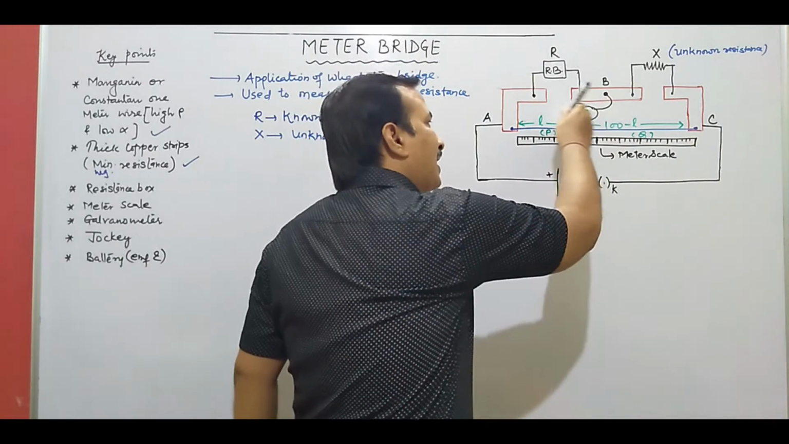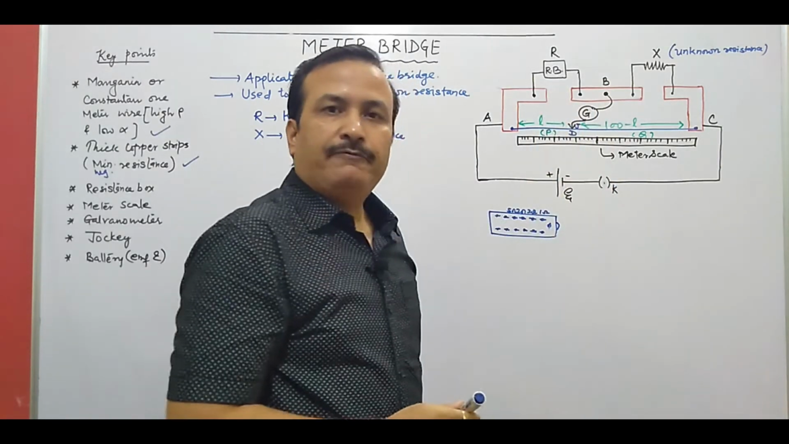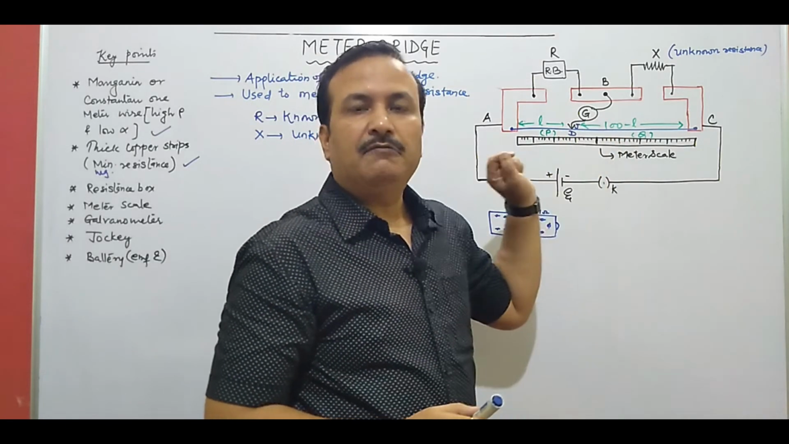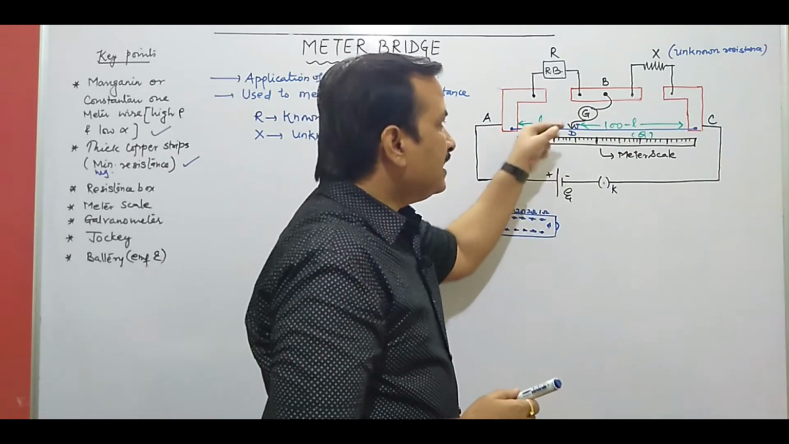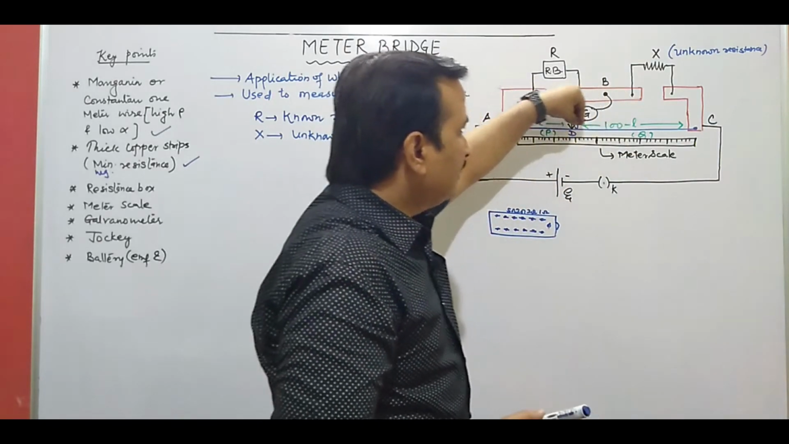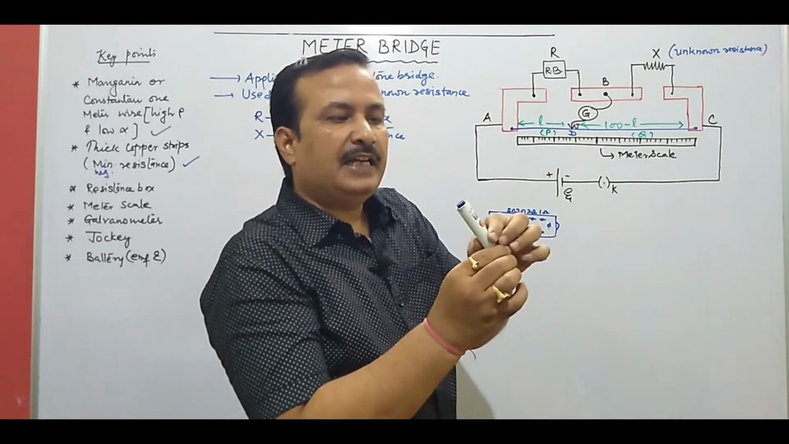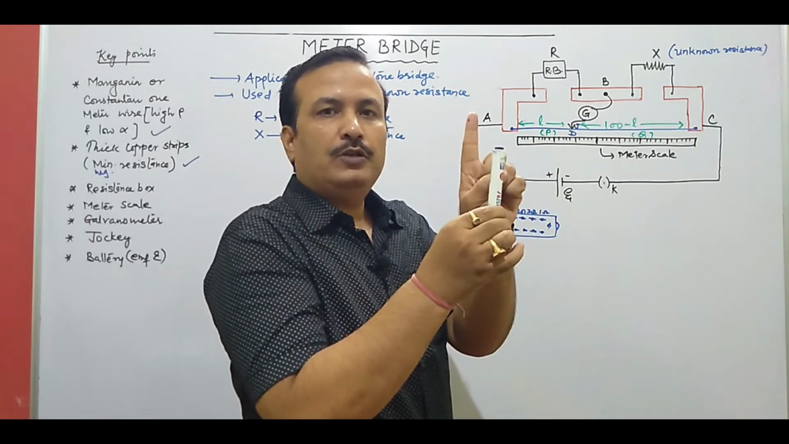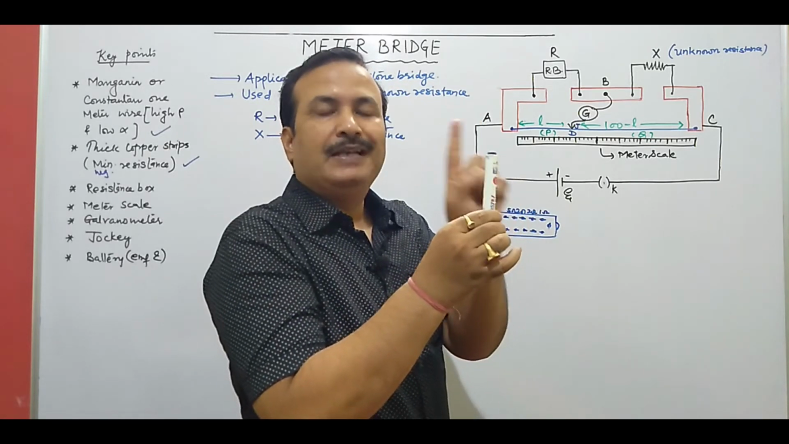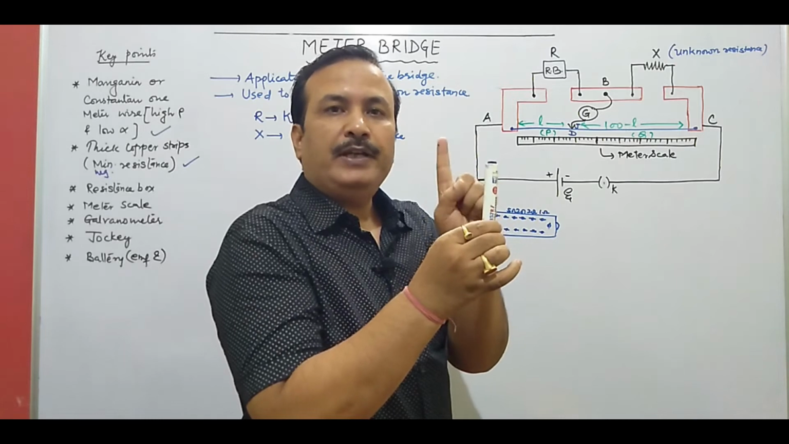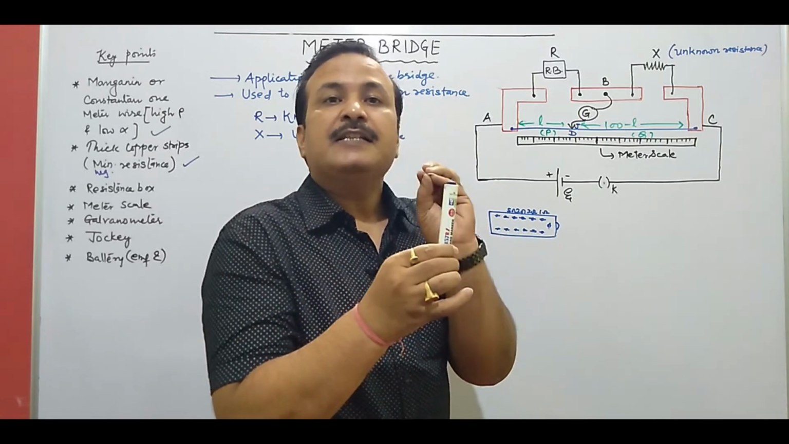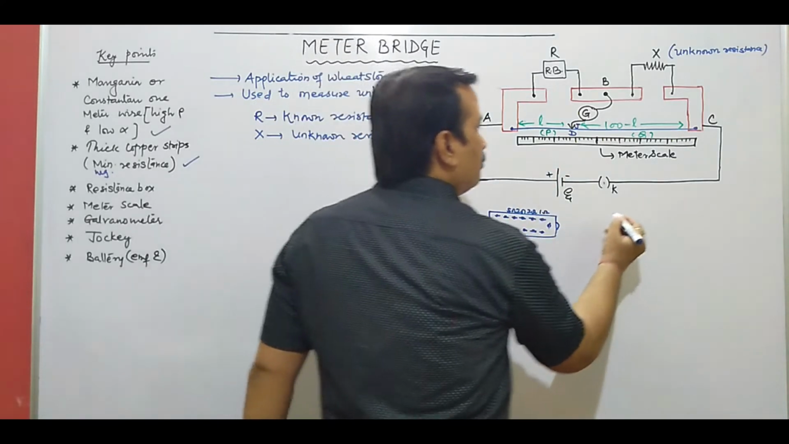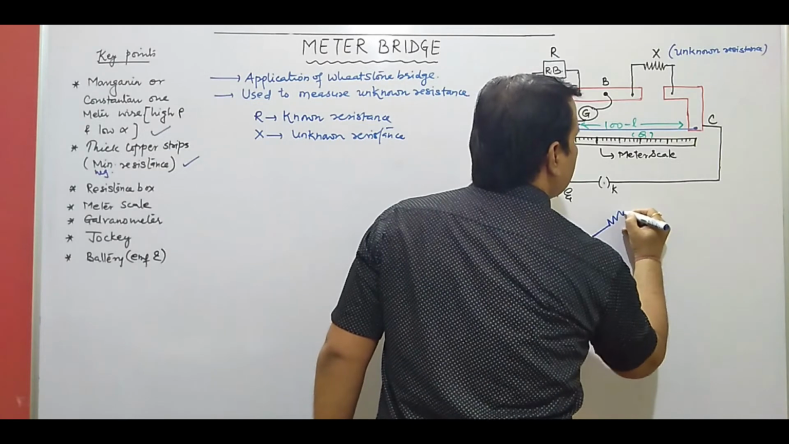So when you slide this jockey over this wire, you will find that there is null deflection somewhere in the reading between the wires. Meaning when you slide this jockey, the galvanometer deflection will come on this side, and somewhere you will find a point where the galvanometer will show null deflection, meaning zero current. At that time current will not be flowing, and we say that the bridge is balanced when there is no current through the galvanometer. It is similar to our Wheatstone bridge like this.